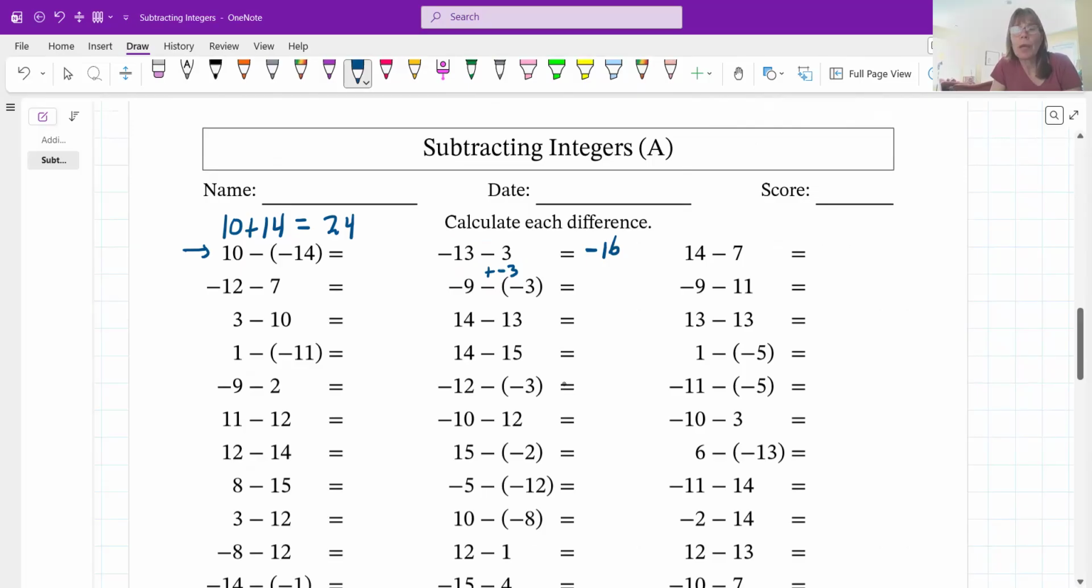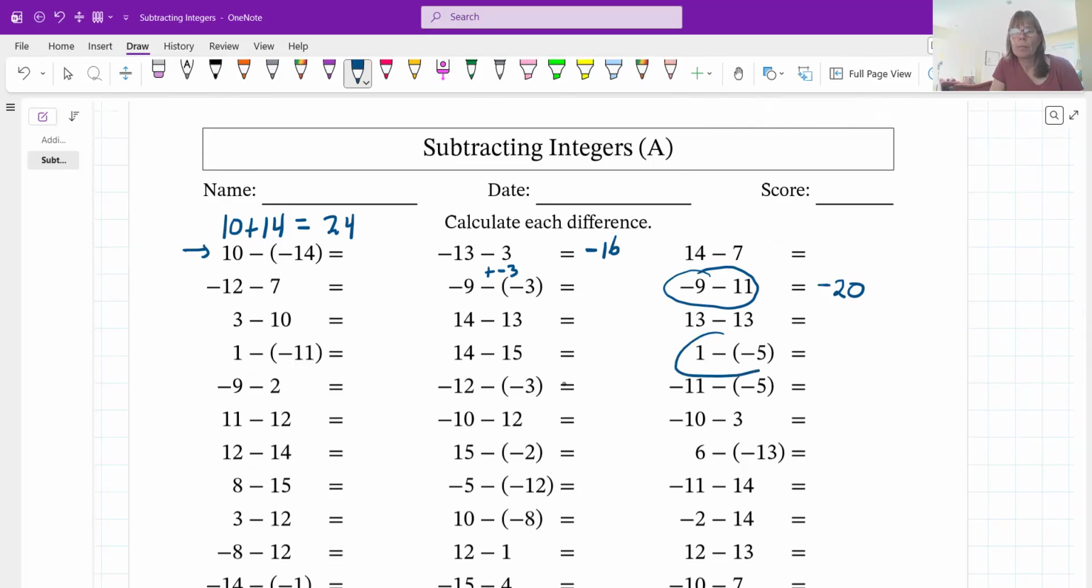Let's see, which one should we do next? I find most people have trouble with something like this. Here, I'm already down $9 and I'm losing $11 more. So altogether, I have even more debt than I had before. So this is going to be -$20.